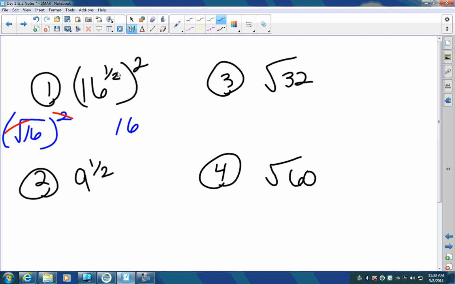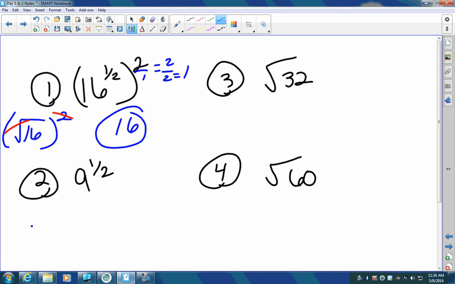Wait, didn't you do the square root of it? You don't do the square root of 16 because, okay, hold on. The square root and squared, you can kind of think of them as opposites. They cancel each other out. Or look at this. If we do power to a power, we multiply the exponents. 2 times 1 is 2, and that would be to the first power. So the answer is 16.